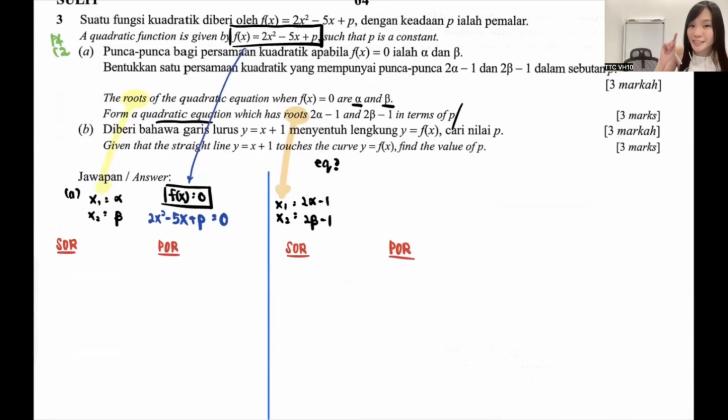So SOR stands for sum of roots. Hopefully you guys all remember, the sum of roots formula is x1 plus x2, because sum is total, plus. So x1 plus x2 equals to negative b over a.